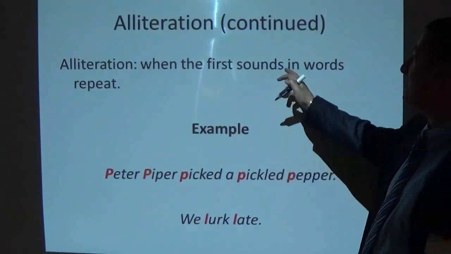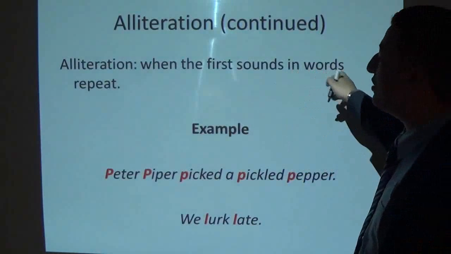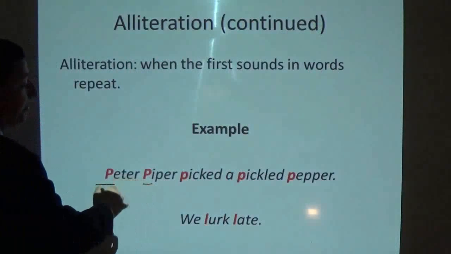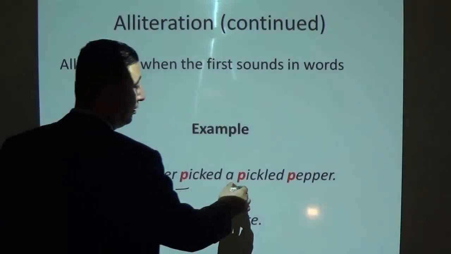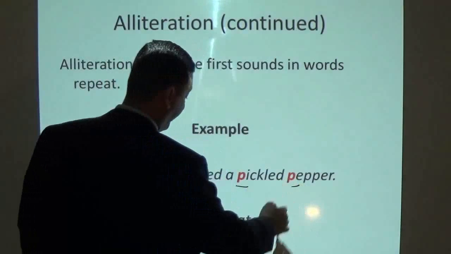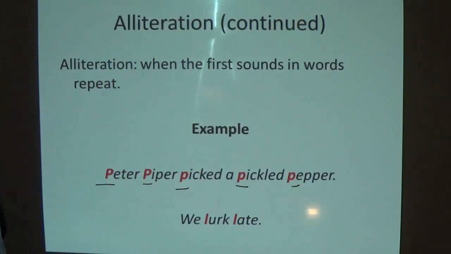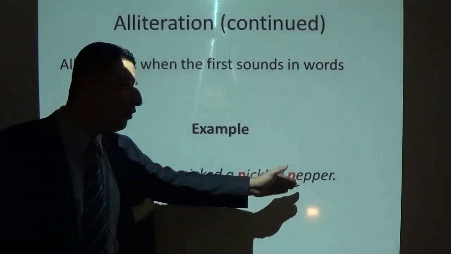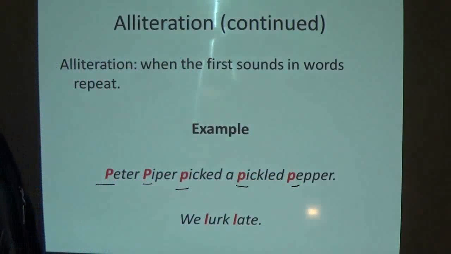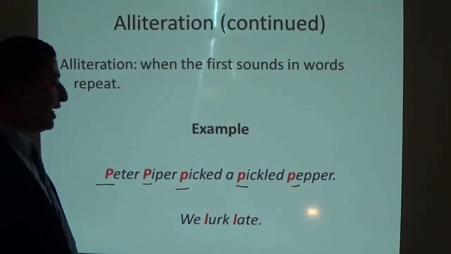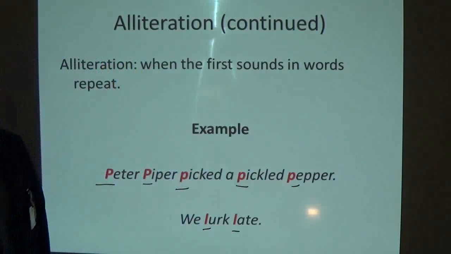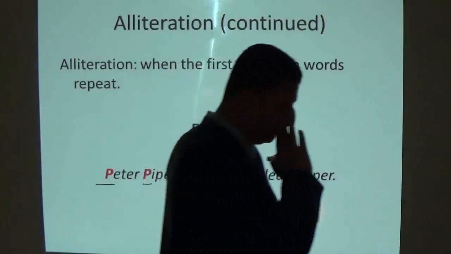Alliteration is when the first sound in words is repeated. Example: Peter Piper picked pickled pepper. Okay, this is called alliteration. It comes at the first of the words. This is called alliteration. Okay, we, lark, lake. This is also called alliteration. Okay.